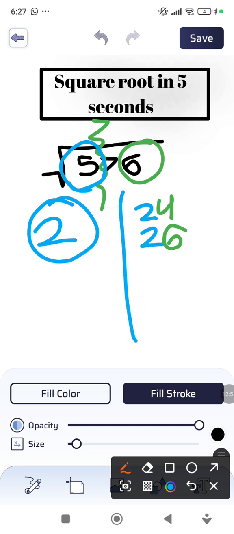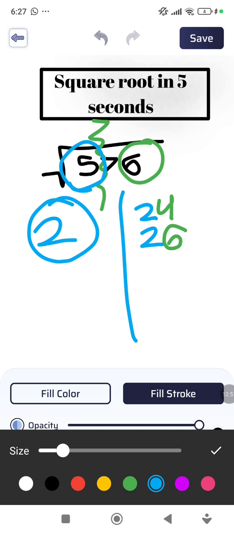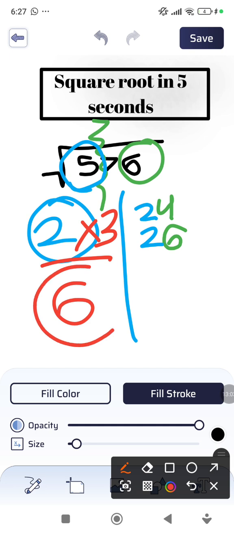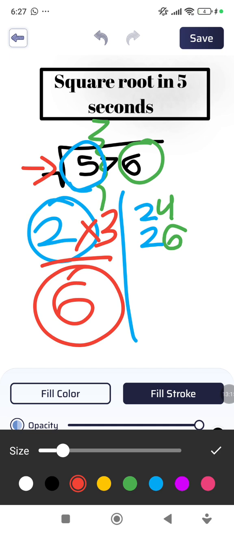Now we multiply 2 with 3 and we get 6. Now we need to check whether the first part of the number whose square root we are finding is smaller or greater than the reference point. Now that is smaller, so we will tick the smaller number. Then, according to that, the answer would be 24.